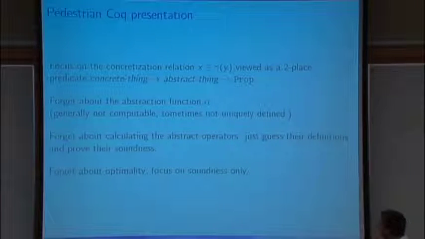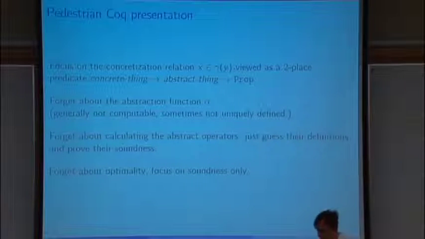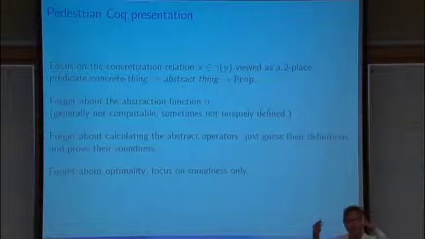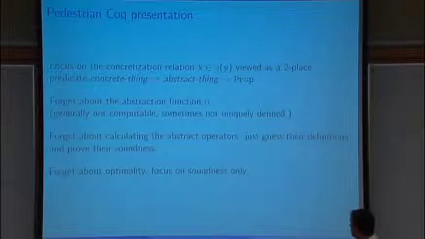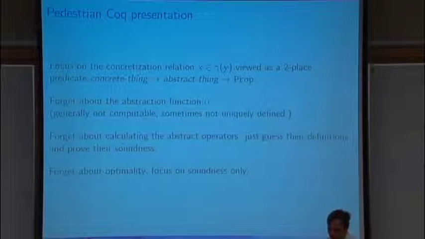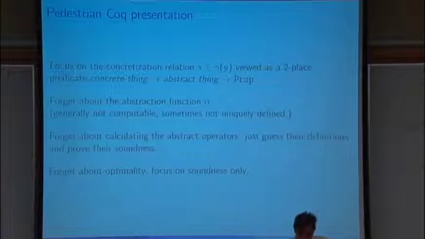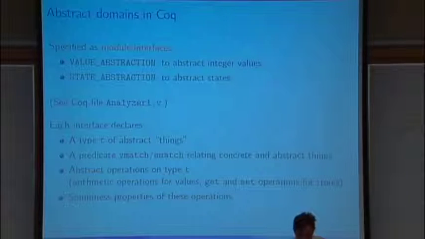And then, well, can we calculate the abstract operator? So again, a tool like Coq is pretty bad at equational reasoning and those kind of derivations where you calculate a definition from a spec. But then you can just guess the definition and prove the soundness of what you got. And you may also forget about proving optimality and focus on soundness only. So this is what we are going to do now. We're going to do an abstract interpreter in Coq.